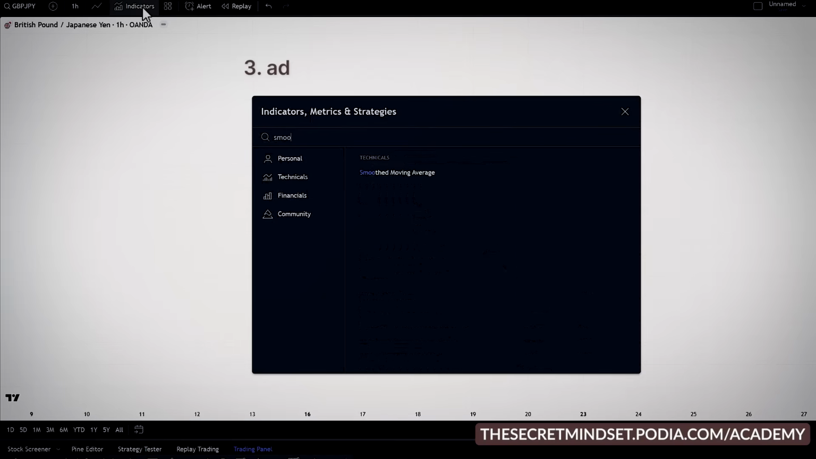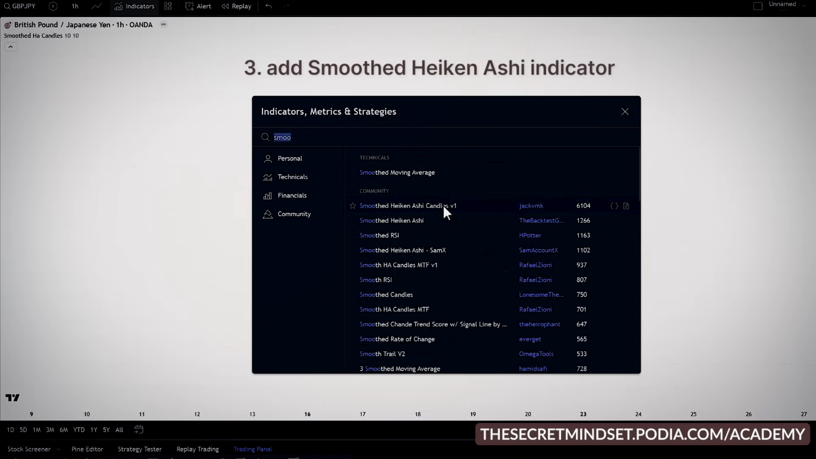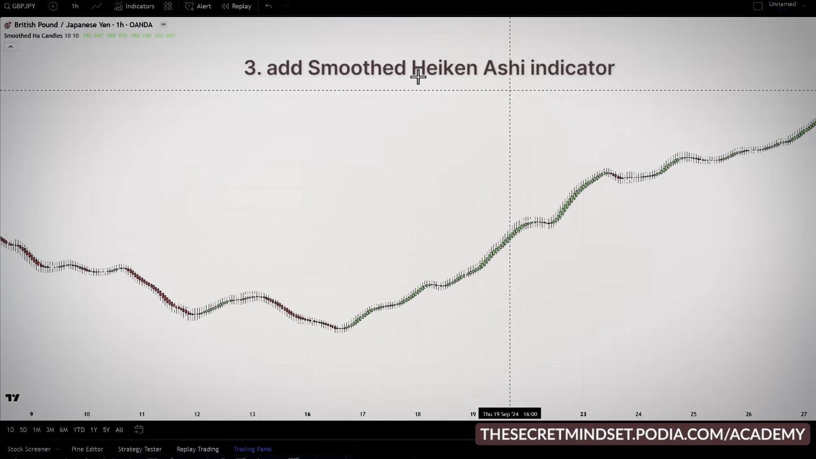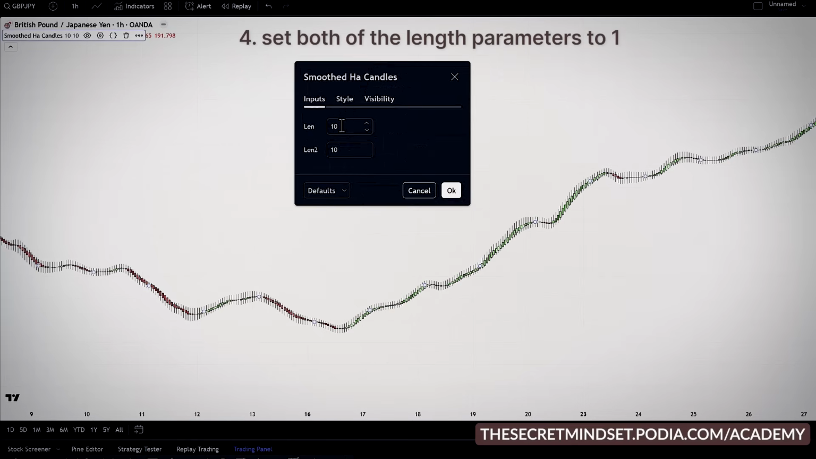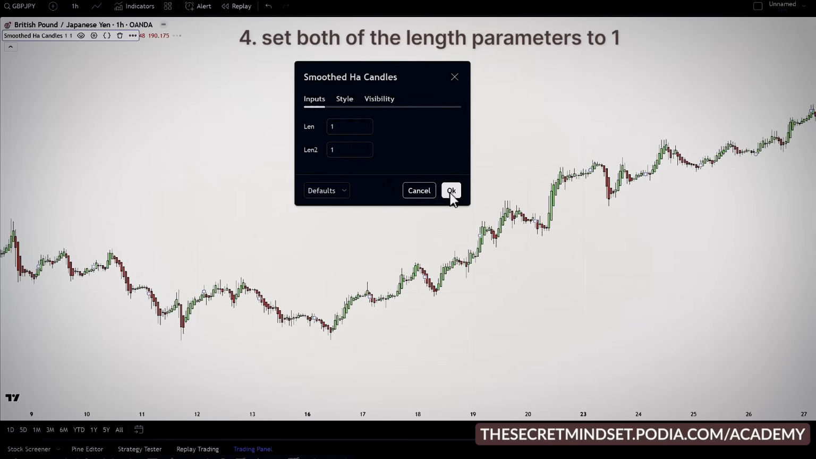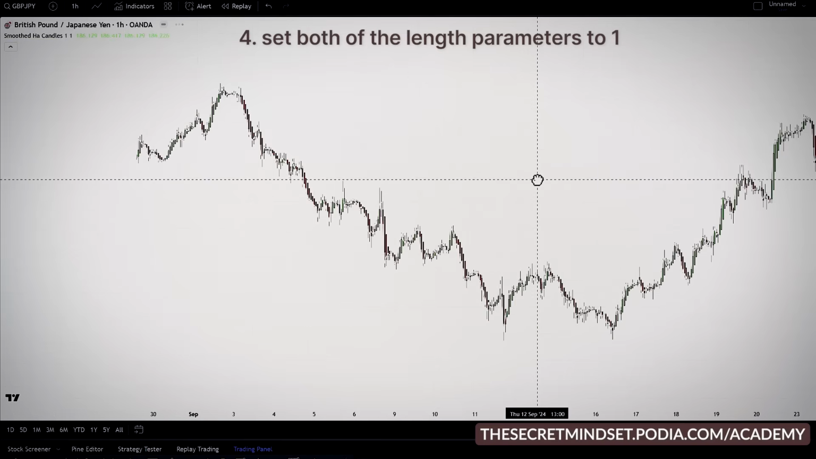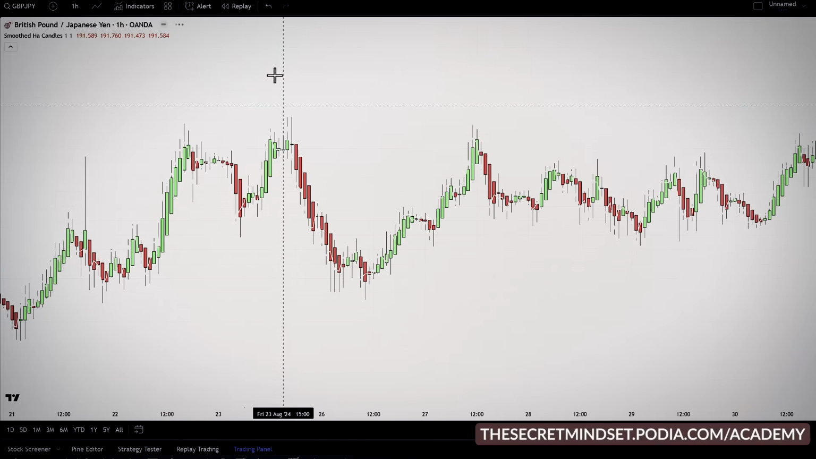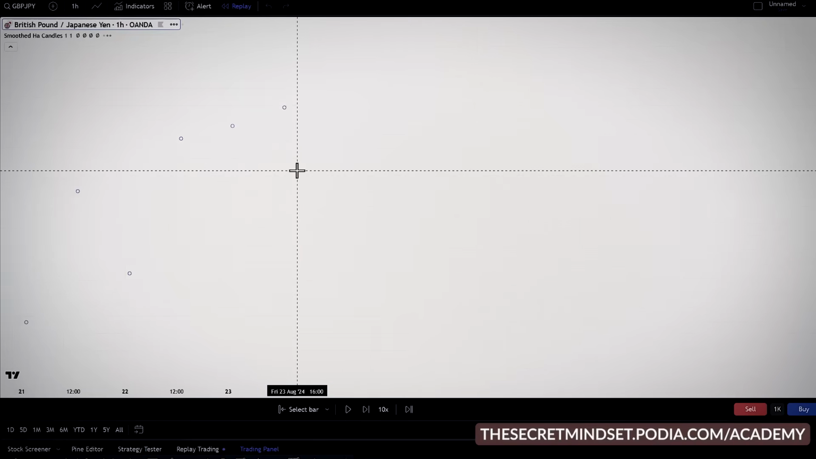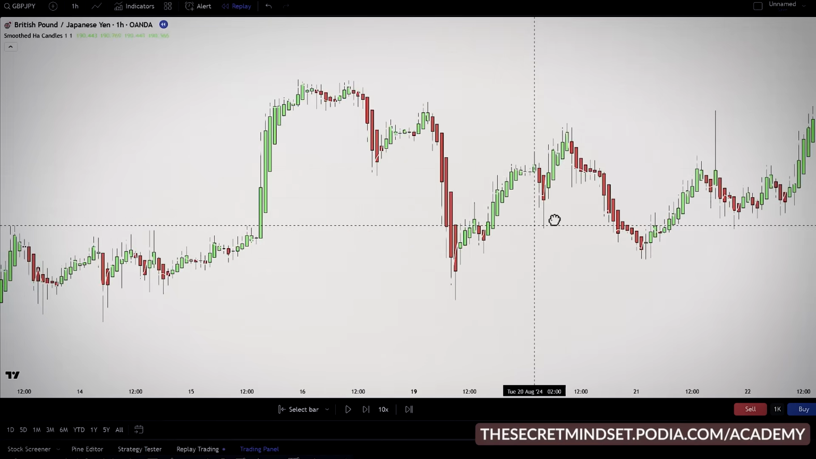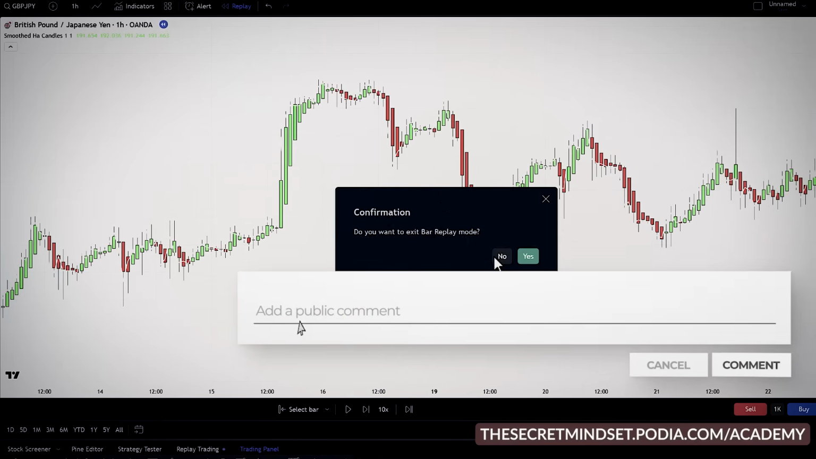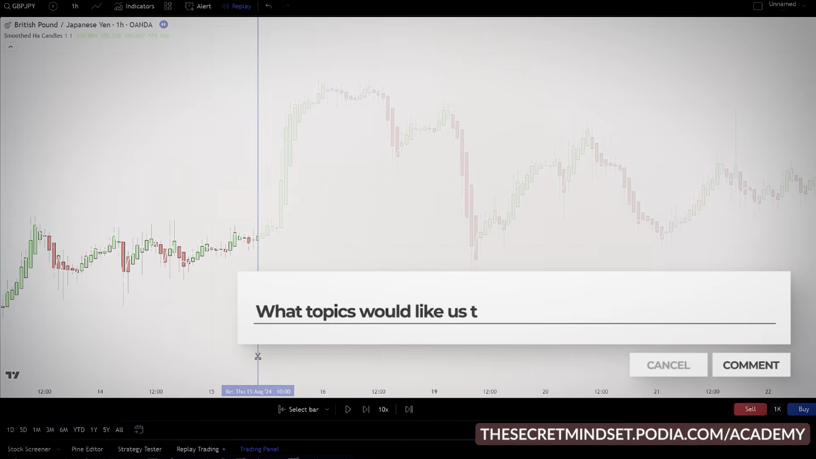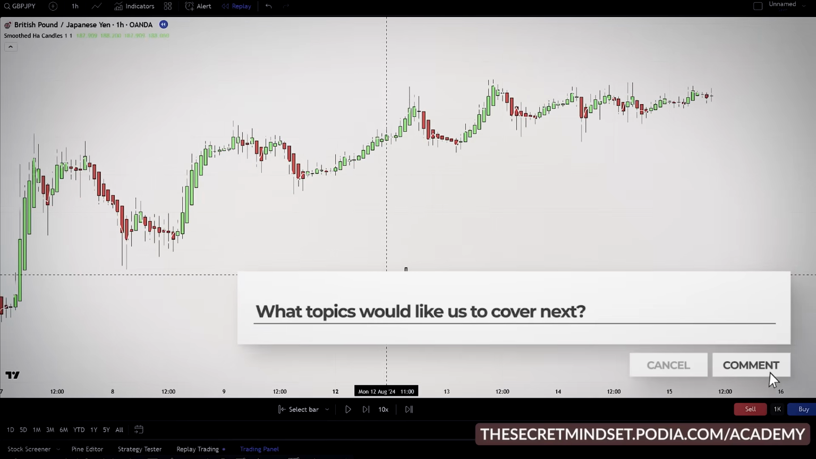Next, you need to add the smoothed Heikin Ashi indicator. You look for the indicators button and you add it to your chart. Once the indicator is on your chart, you'll need to adjust its settings. Find the two length parameters and set both of these to 1. This will give you the most basic, unsmoothed version of Heikin Ashi candles. And there you have it. Now you can step back and backtest. You should see Heikin Ashi candles overlaid on your nearly invisible price line.